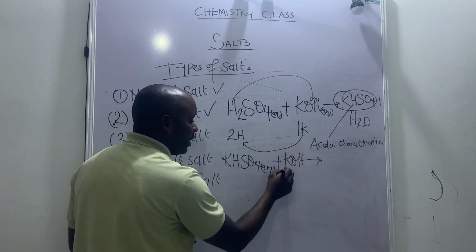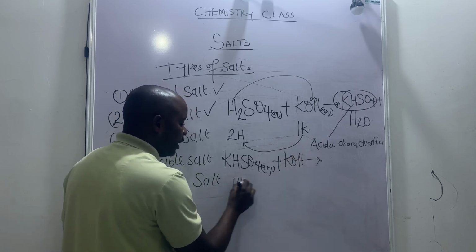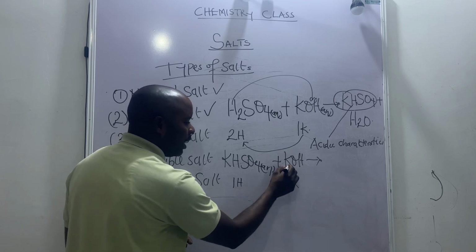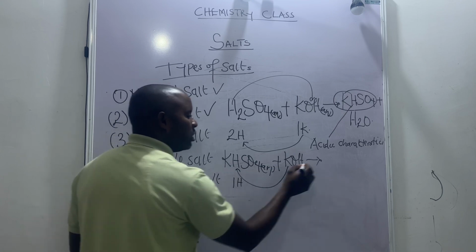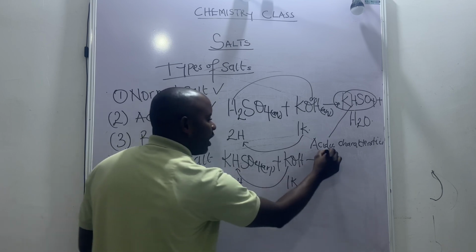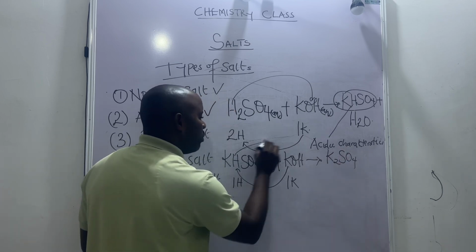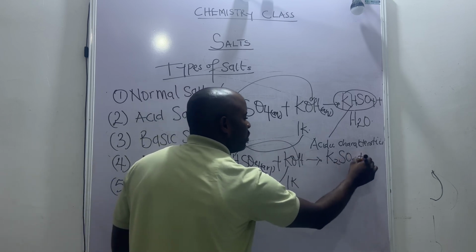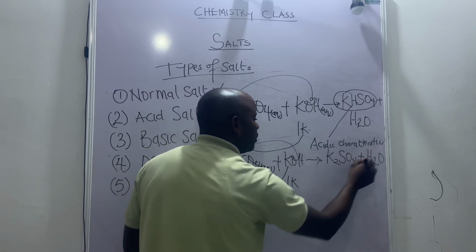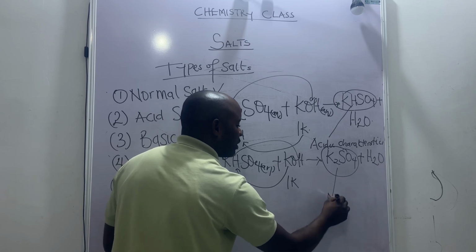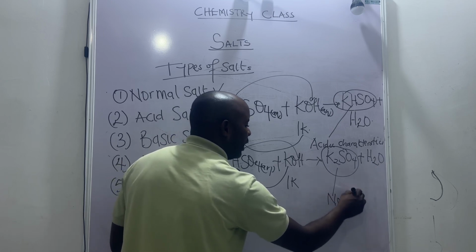Here we have one hydrogen, and here we have one metal, which is K. So this K can displace this hydrogen. So K plus K, we are going to have K2SO4 plus water, as one of this hydrogen will move down to this OH to form the water molecule. So this kind of salt in this regard is known as what? Normal salt. Normal salt is formed at the end.